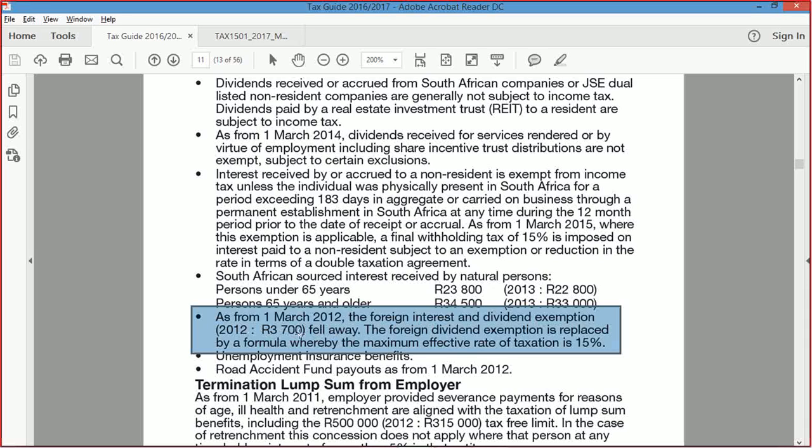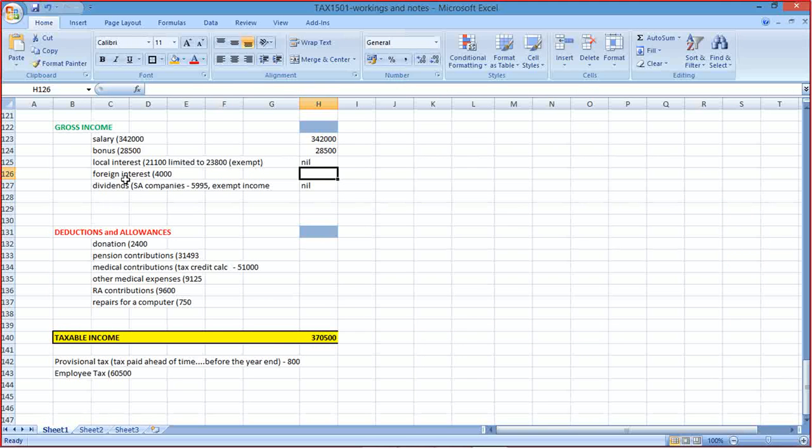So in the past they didn't. In 2012 they changed it. The foreign interest and dividend exemption fell away, so your foreign interest here is taxable. Got that? Then you've got a donation, which is obviously subject to that 7.5% calculation. Remember that. Let's do the pension stuff first, because that's what we focused on today.